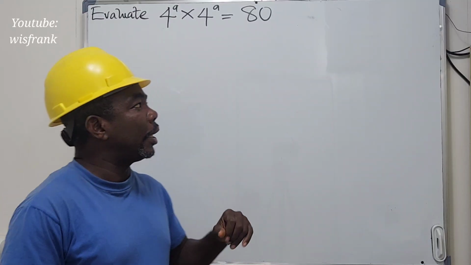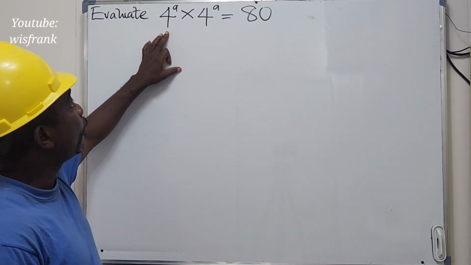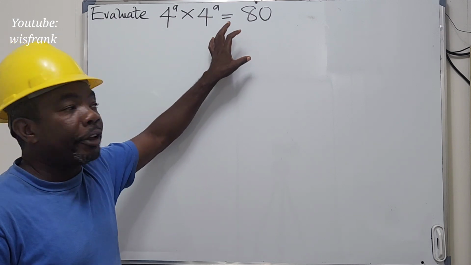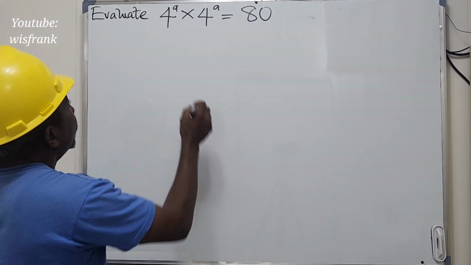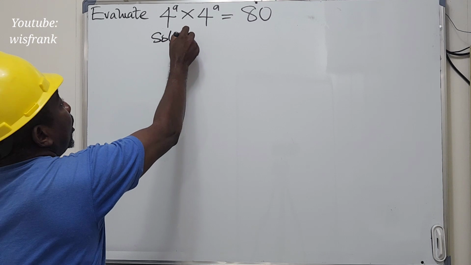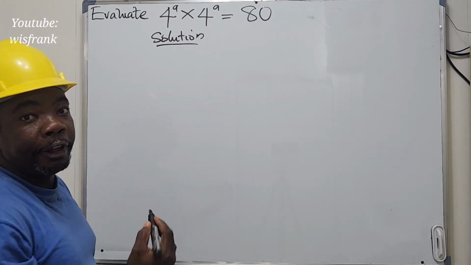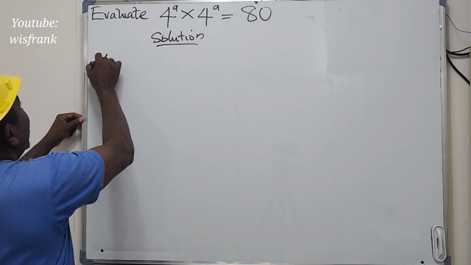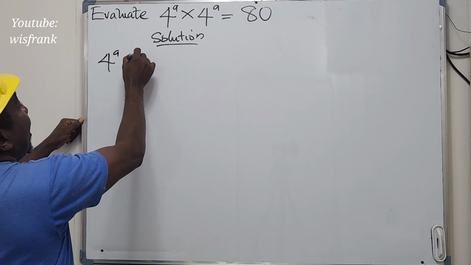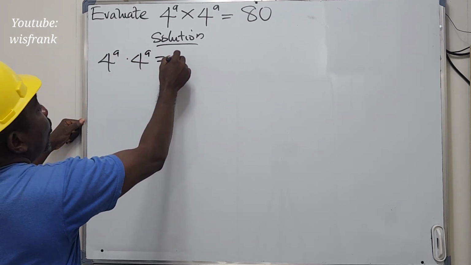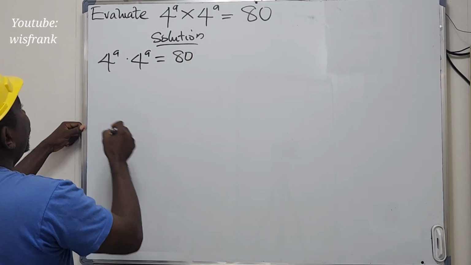For today, we are looking at this question and it says evaluate 4 to the power of a times 4 to the power of a equals 80. So we are going to evaluate this problem for us to find the solution of a. From the question, we are given 4 to the power of a times 4 to the power of a equals 80. Let us recall.